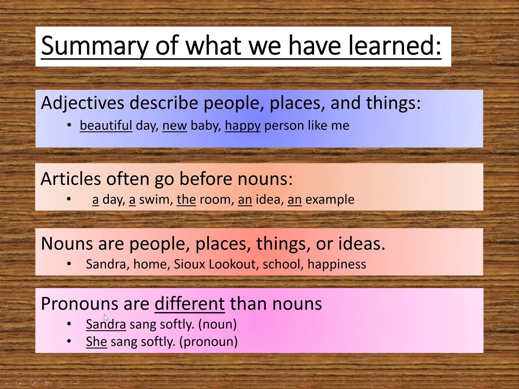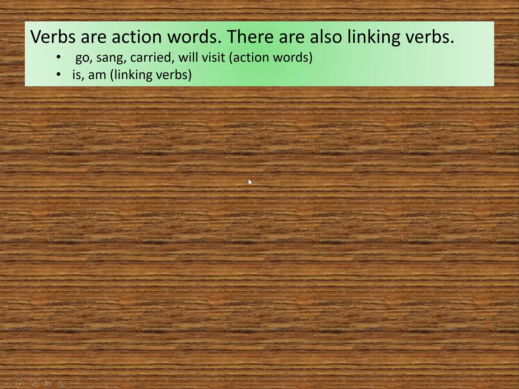Pronouns are different than nouns. This is important. So this first sentence, we've got a noun to start the sentence. Sandra sang softly. But in the second example, we have a pronoun to start the sentence. She sang softly. So here, the pronoun she is used instead of Sandra. So pronouns are used instead of nouns. Continuing on, verbs are action words. And there are also linking verbs, and I talked about that. So action words here, go, sang, carried, will visit, linking verbs, is, am. These are just two examples of how you would use the verb to be. All right. I have a separate video and notes on that verb as well, on the verb to be.